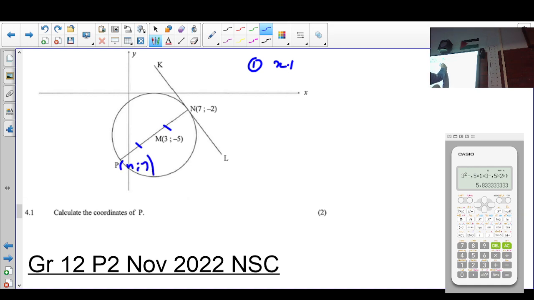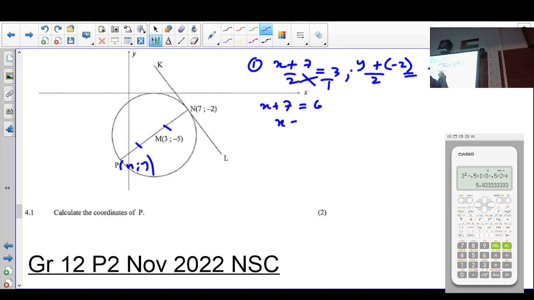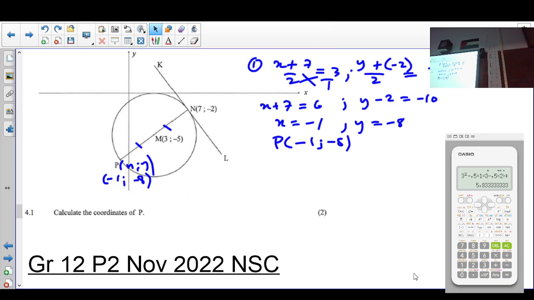So that would simply be X plus 7 over 2 equals 3, which is the midpoint. And then Y plus negative 2 over 2 is equal to Y mid, which is negative 5. We cross multiply. So X plus 7 is equal to 6. X is equal to negative 1, which makes sense. And then Y minus 2 is equal to negative 10. So Y is equal to negative 8. So the coordinates of P is negative 1 and negative 8.